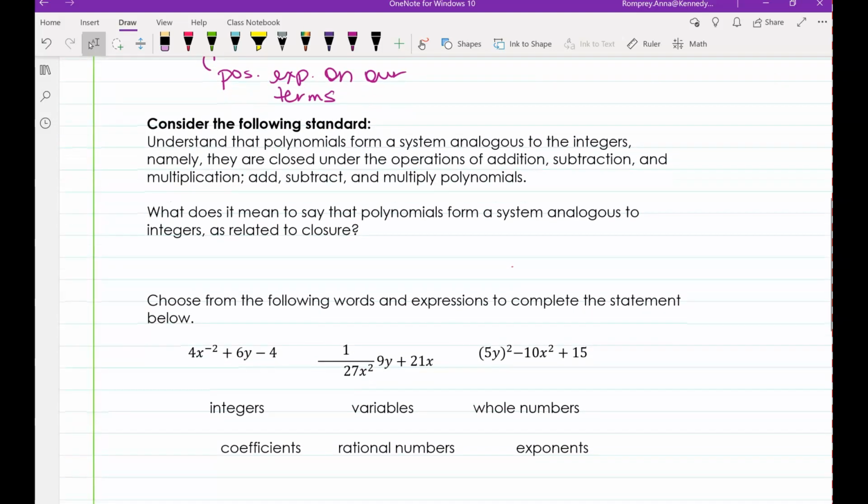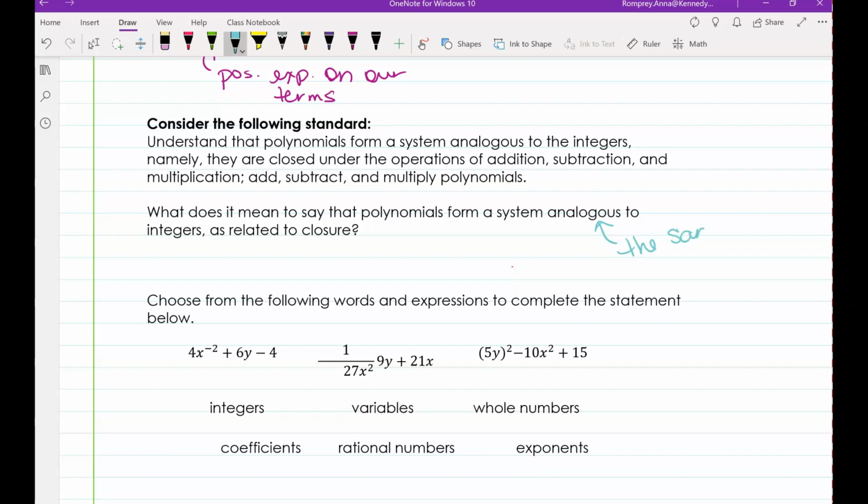So let's consider the following standard. So this is one of our math standards. It says, understand that polynomials, okay, we know that word, polynomials, so poly, many, nomials, terms, so many terms, form a system analogous to integers, namely they are closed under the operations of addition, subtraction, and multiplication. Add, subtract, and multiply polynomials. Okay, there was a really wonky word in there we need to talk about.